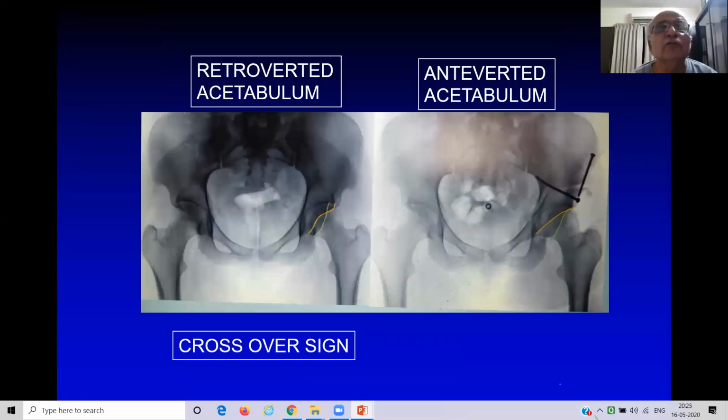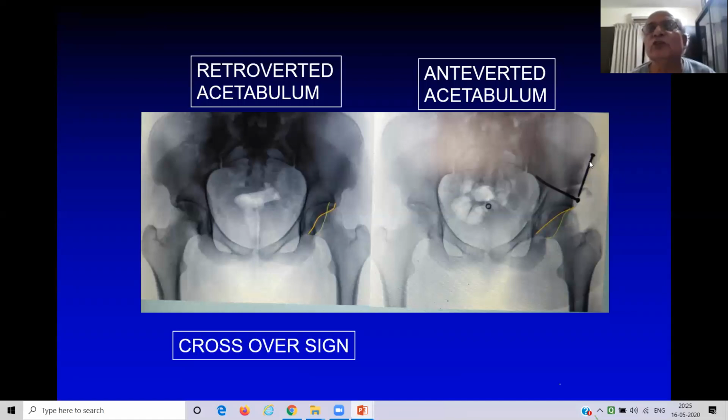And if you look at this picture, this was a retroverted acetabulum. Most of you now know what is called the crossover sign. The anterior lip and posterior lip, if they cross, that means it is a retroverted acetabulum. So he completely converted that into a normal acetabular anteversion.